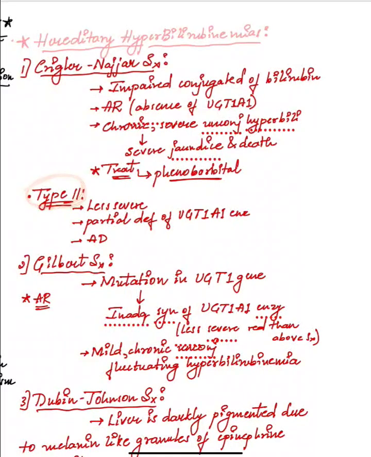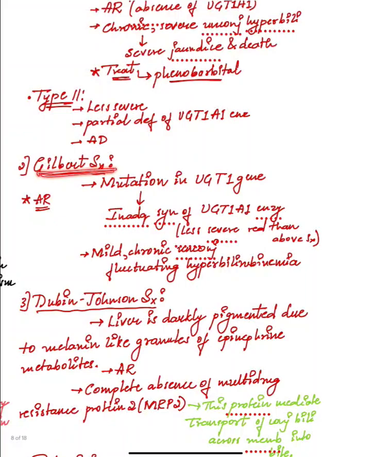Type 2. In this type 2, it is less severe. Partial deficiency of UGT1A1 enzyme is present and it is autosomal dominant. Remember, type 1 is autosomal recessive, type 2 is autosomal dominant. Now coming to Gilbert syndrome. In this Gilbert syndrome, we can see the mutation in the UGT1 gene and it is also autosomal recessive. This mutation leads to inadequate synthesis of UGT1A1 enzyme. It is less severe than Crigler-Najjar syndrome. It is a mild, chronic, unconjugated hyperbilirubinemia.